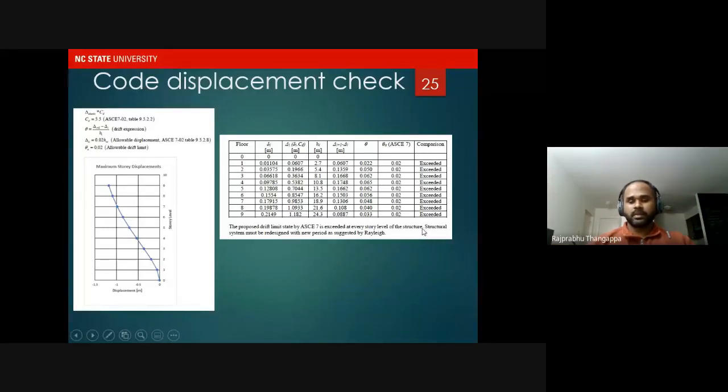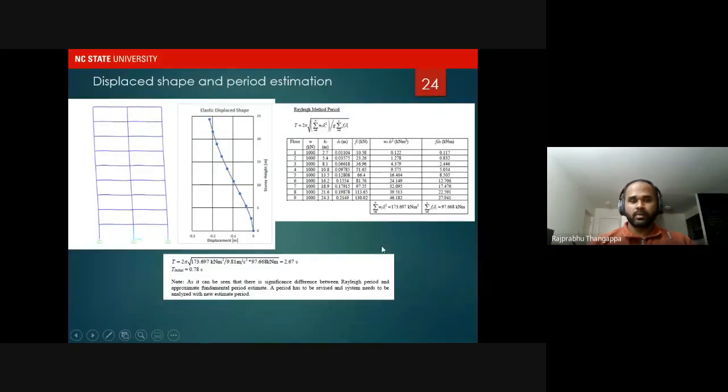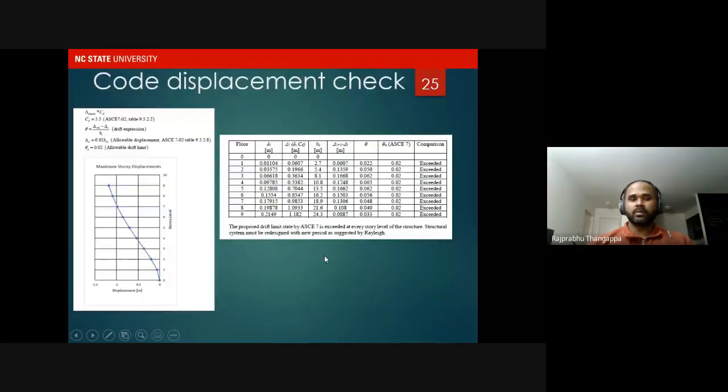This is because, as I told, we have not performed this refined analysis to match the period. And even after doing that, if we have these drift displacements exceeding the allowable, then we will have to change the member stiffnesses again to satisfy this criteria.